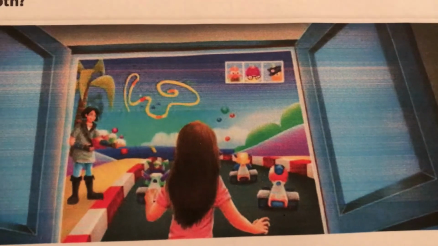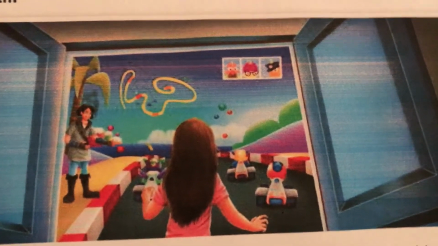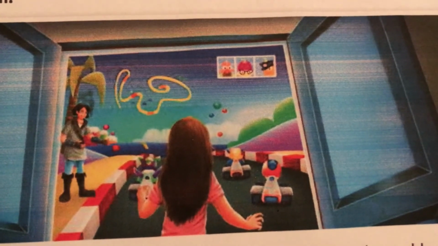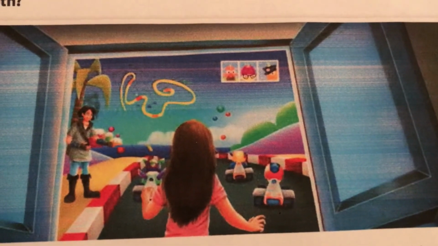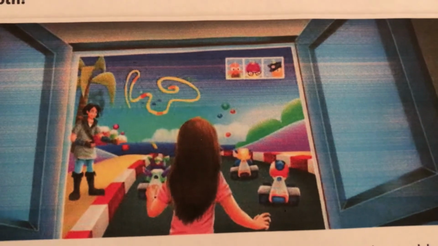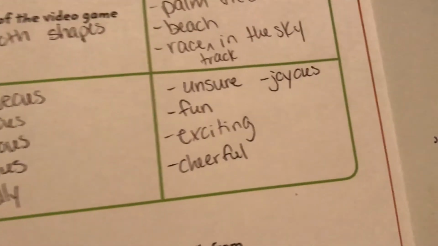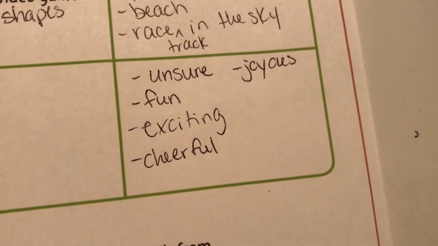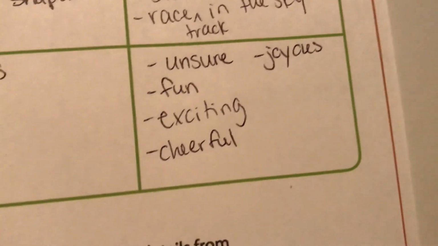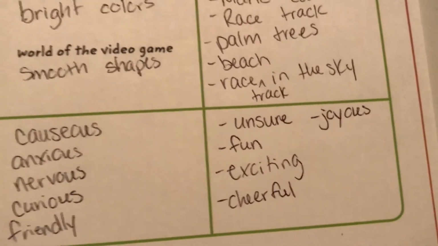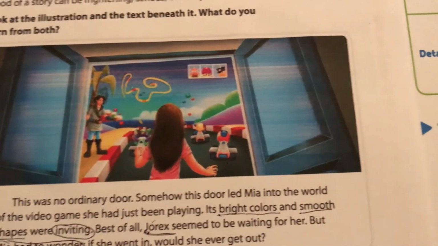It looks cheerful, I would say. I don't see any creepy trees or dark clouds or anything like that. It looks very cheerful. It looks like a pretty joyous place to be. So those are all things I'm going to add. I'm going to add unsure, fun, exciting, cheerful, and joyous there. In that way, I'm getting as much information as I can from the illustration.